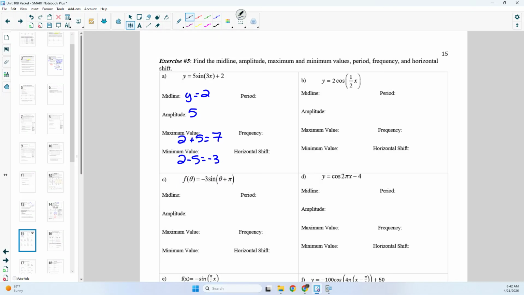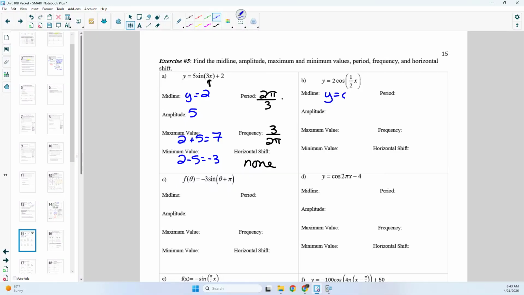My period would normally be 2 pi, but I have a horizontal compression of 1/3, so I need to divide this by 3. So my period is 2 pi over 3. To give some maybe easier to understand numbers, 2 pi is 360. If I do 360 divided by 3, or 360 times 1/3, I would get 120, which is equivalent to 2 pi over 3. So my frequency is 3 over 2 pi. My horizontal shift, there is none. There's nothing inside the parentheses to shift the x.